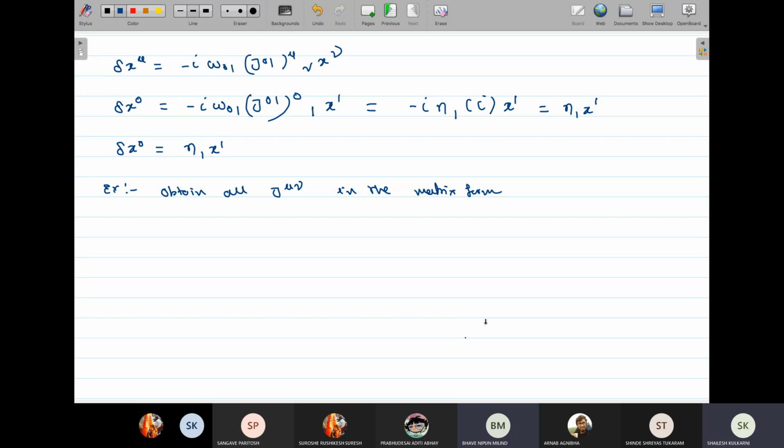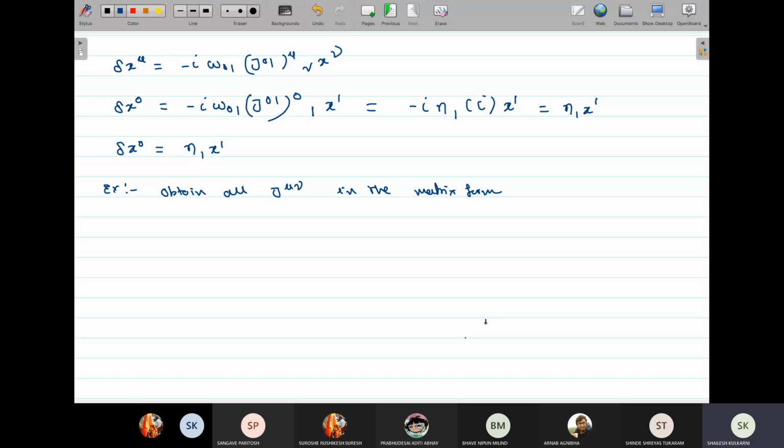But why am I bothered about it? We are finding the generator of the Lorentz transformation, right? Correct. So the whole point is to determine the minimal set of matrices which generates the Lorentz transformation. Once I know these minimal matrices, I generate the Lorentz transformation.